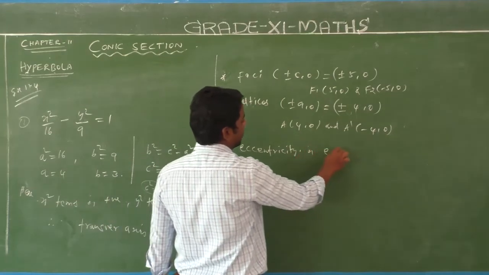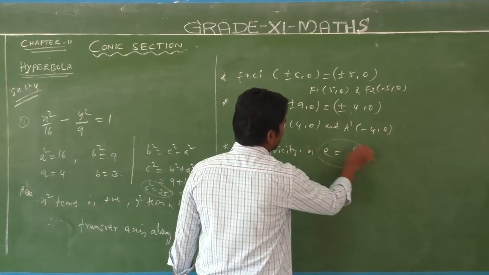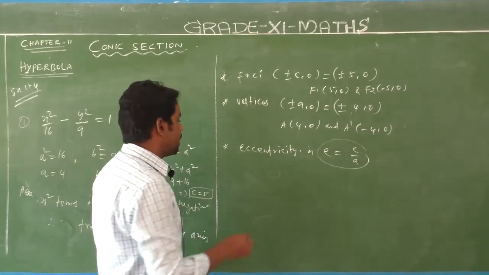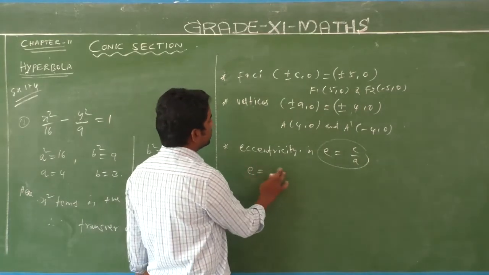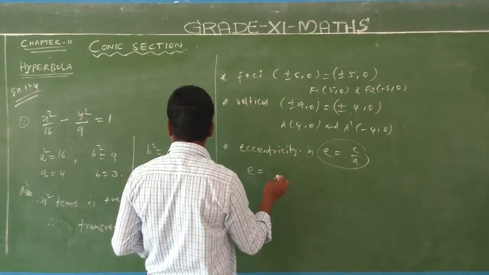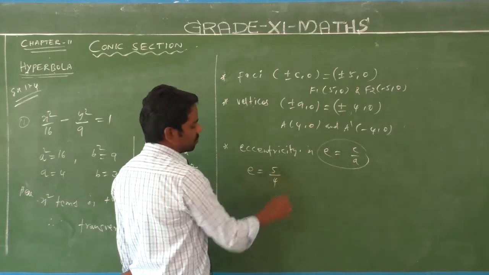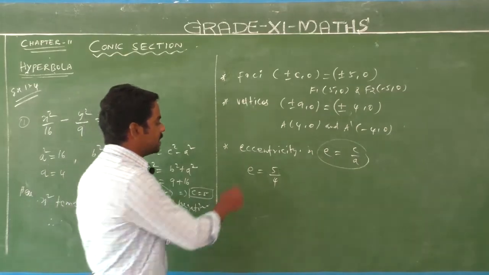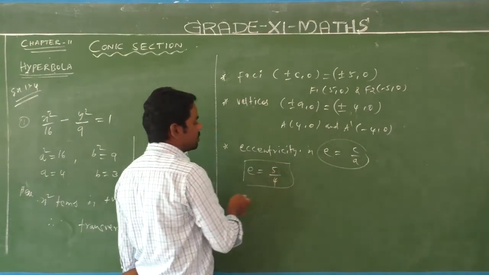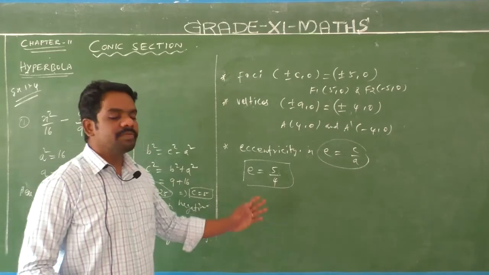Eccentricity E is equal to c by a. Eccentricity formula, e equal to c by a. Here e is equal to c value is 5, so 5 by a value is 4, 5 by 4. So eccentricity is 5 by 4. This value is greater than 1.